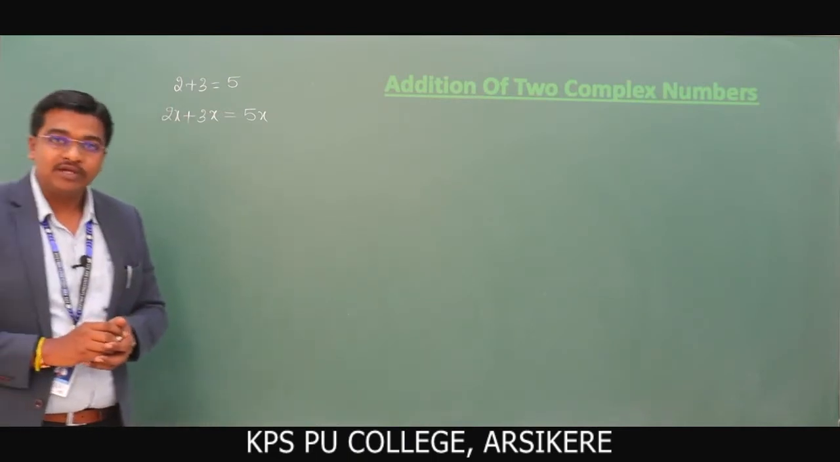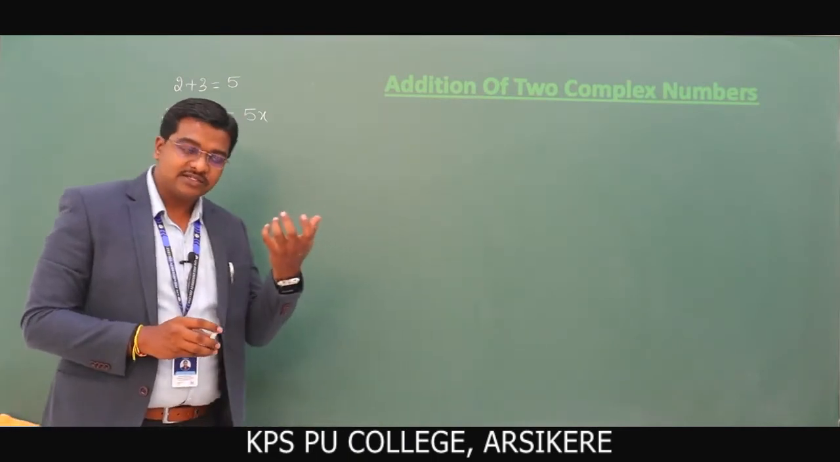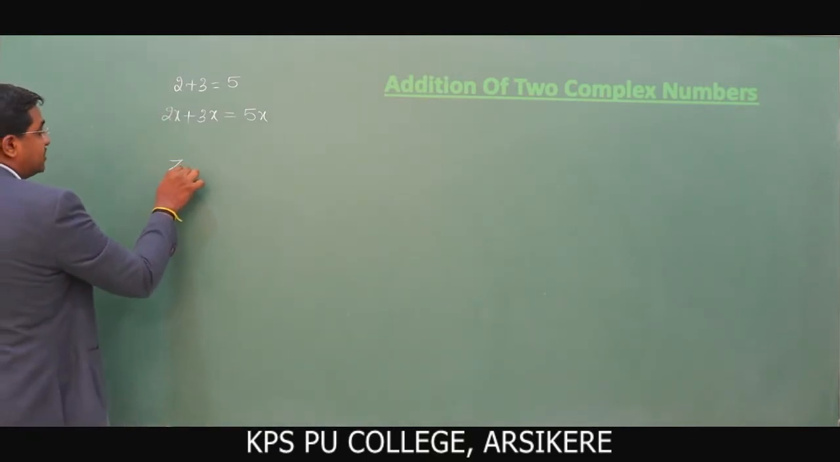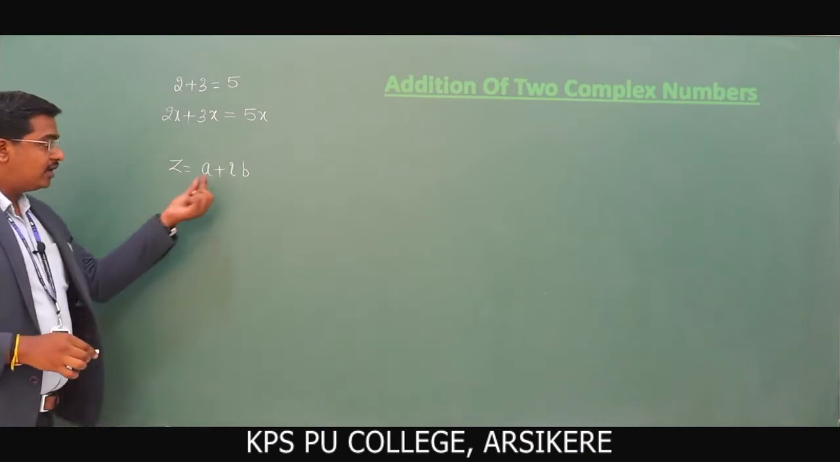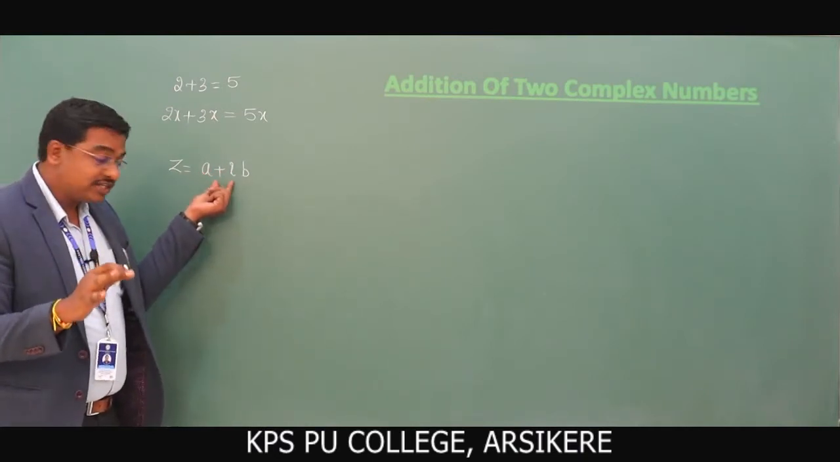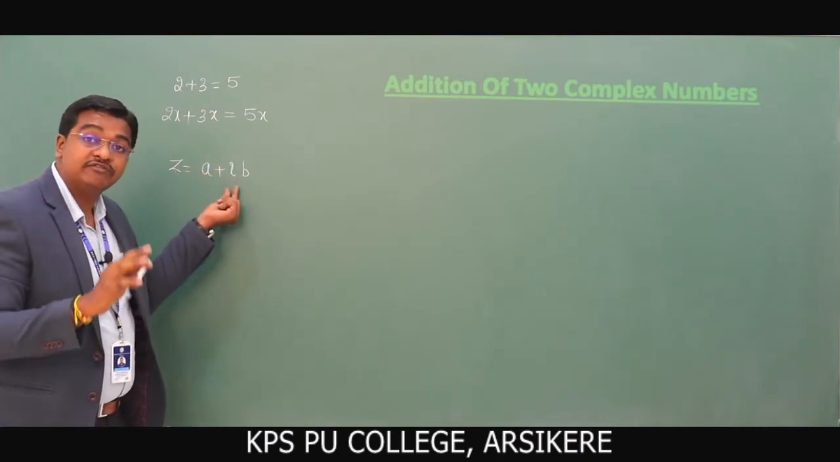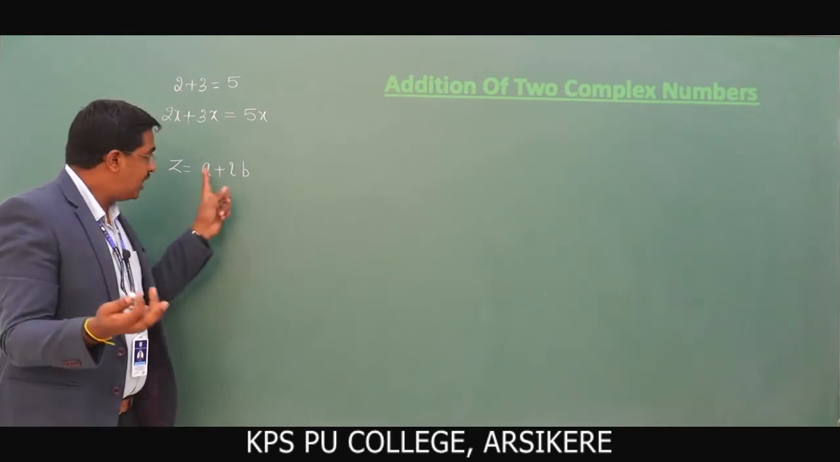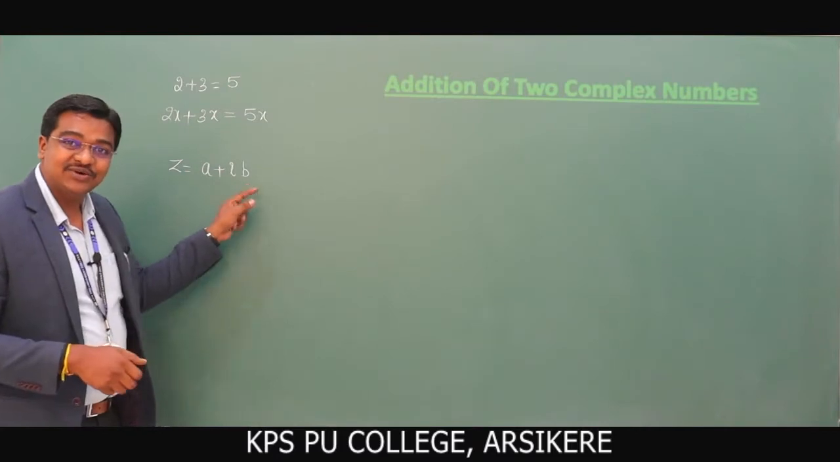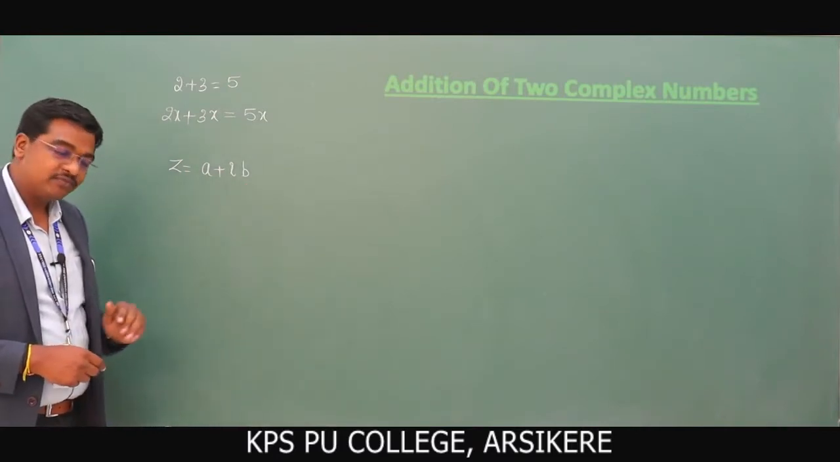So what about complex numbers? In the last class we discussed the general form of a complex number, z is equal to a plus ib. And remember here plus is not the usual addition. This z is just a combination of numbers, a plus ib, where a and b are real numbers and i is equal to square root of minus 1.